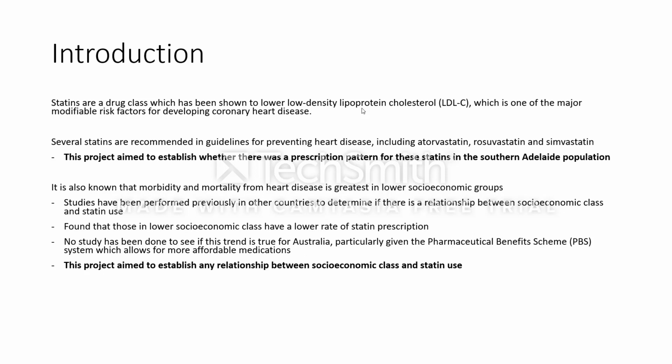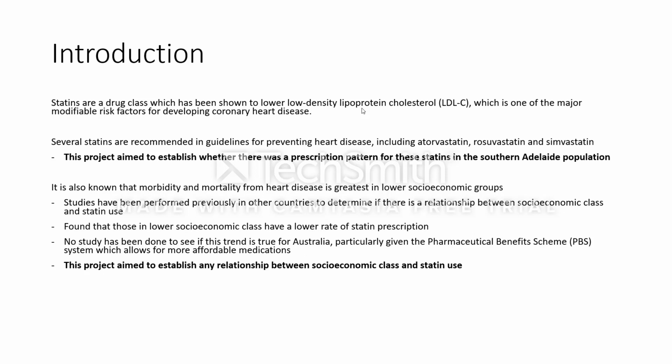It's also been known that morbidity and mortality from heart disease is greatest in lower socioeconomic groups. Studies in other countries have been performed to determine if there is a relationship between socioeconomic class and statin use, and it's been found that lower socioeconomic classes have a lower rate of statin prescription. But no study has been done to show if this trend is true for Australia, particularly given that we have the PBS scheme, which allows for more affordable medications.